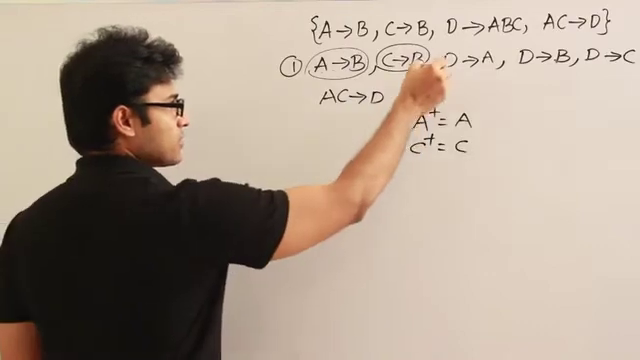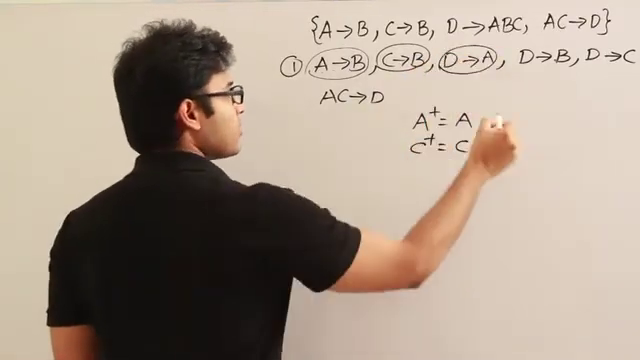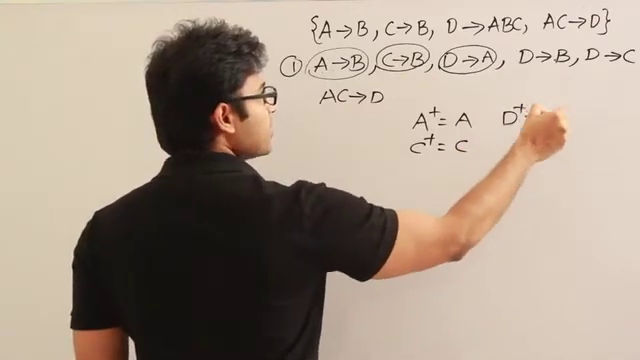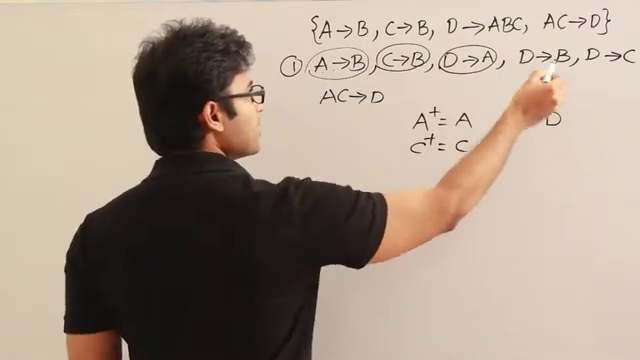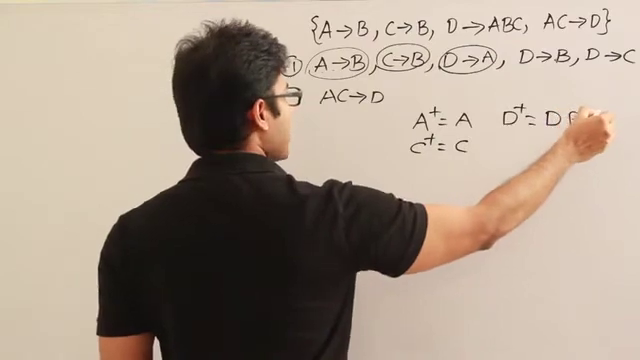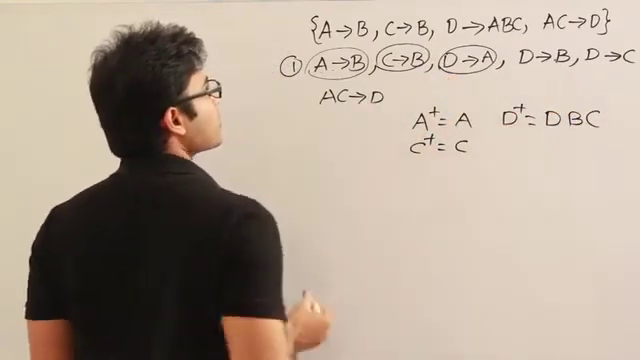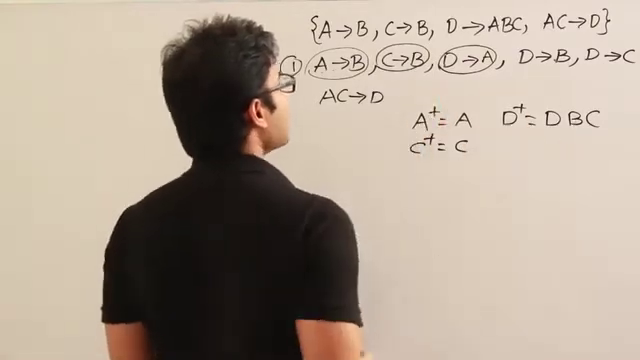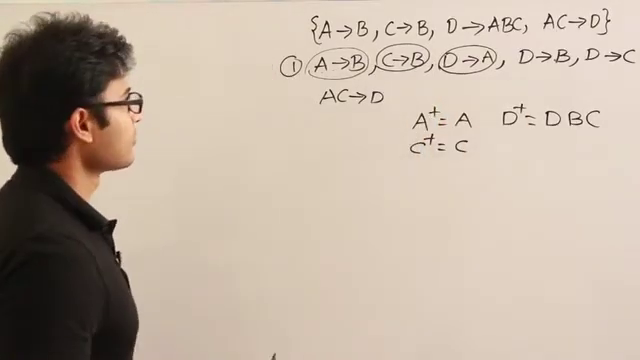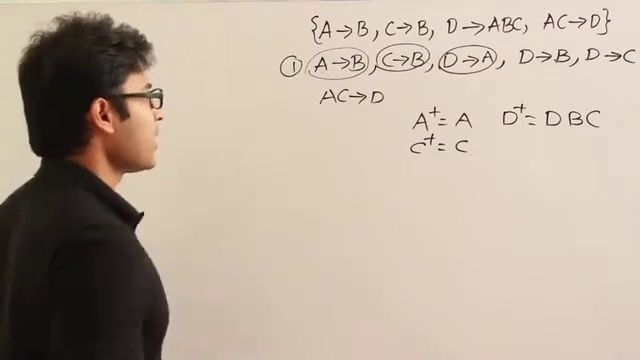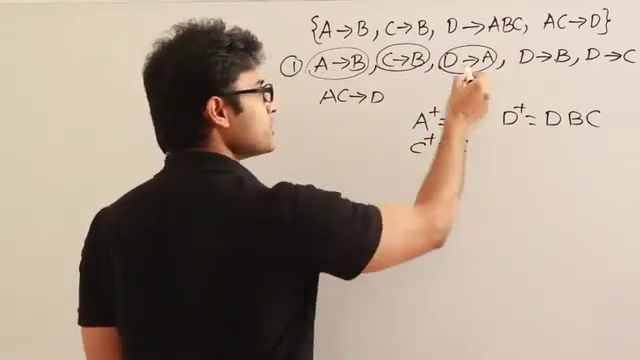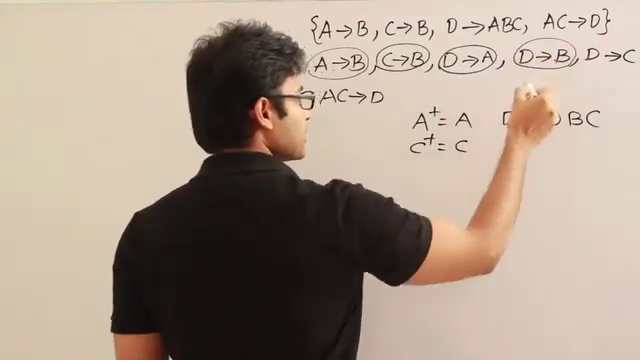Now let's see this one. Without this I want to find out D plus. So what do I get in D plus? I get D. Because of D I get B and C, and because of C I get B. I have already got it, that's it, right? So anyway, I'm not able to determine A. Other than A, I'm able to determine others, right? So this is required.